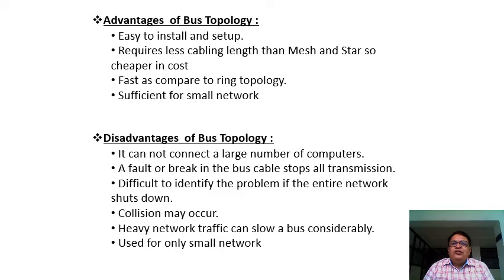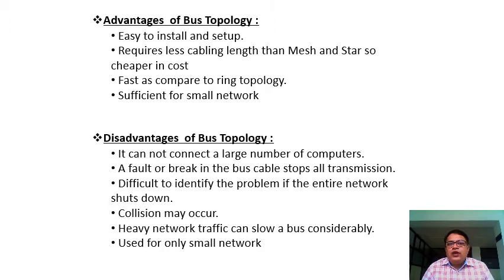Then, if a cable is broken, if a link is broken in between, the entire network goes down. There is also another problem, and that problem is collision. In a bus topology, there are chances of collision. Now, what is meant by collision? Collision is a new concept for us. Collision is nothing but the accident of the data packets.